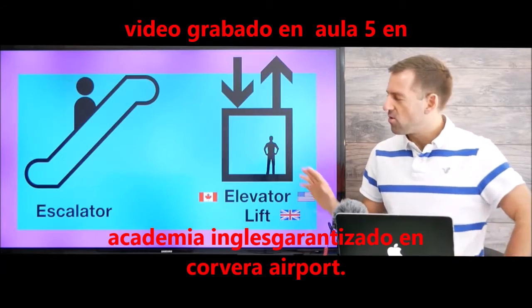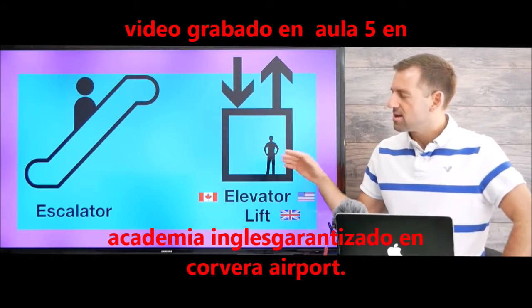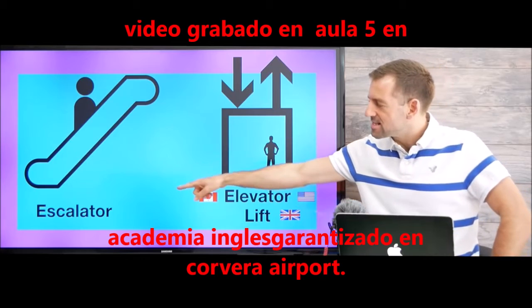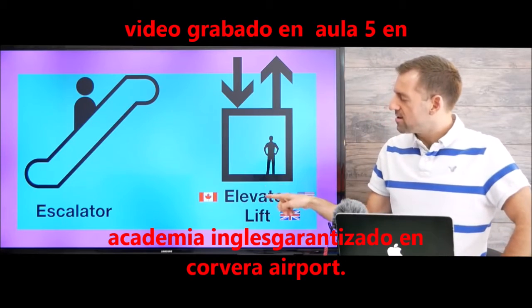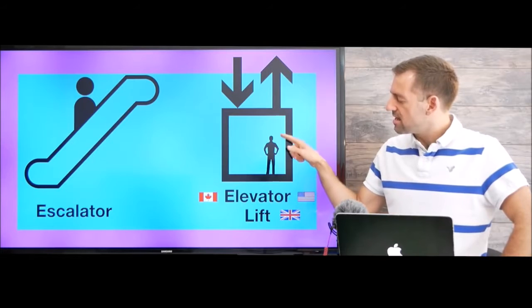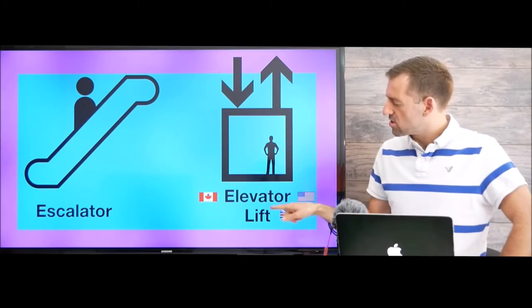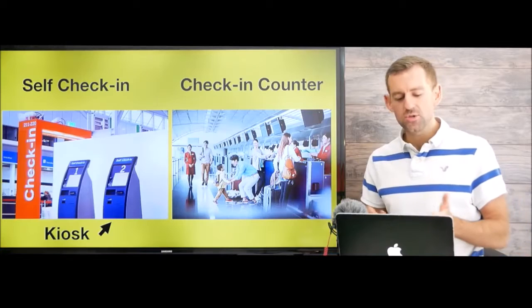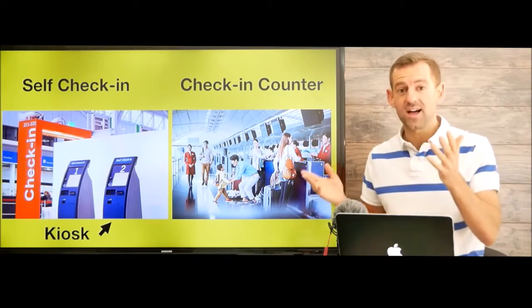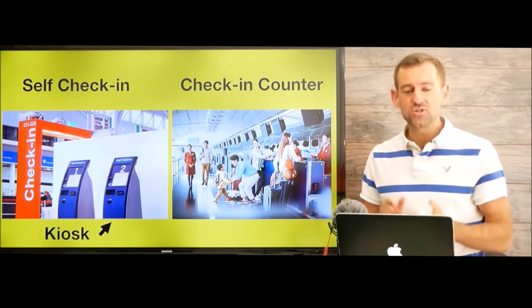Okay, now when you're in the airport, to get between the levels, you're going to take an escalator or an elevator. So in Canada and the US, this is called an elevator. In the UK, it's called a lift. Okay, so let's say we're going to the departures level and we're going to fly somewhere. All right, then we need to check in.